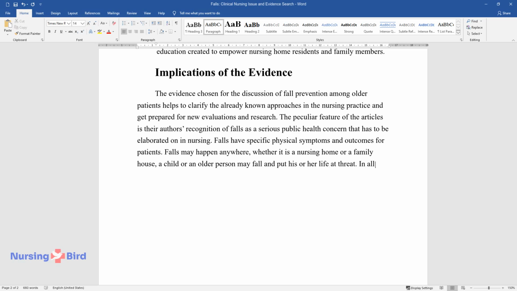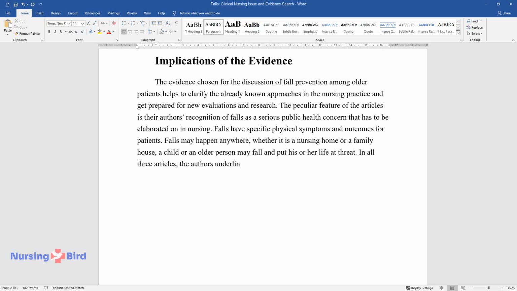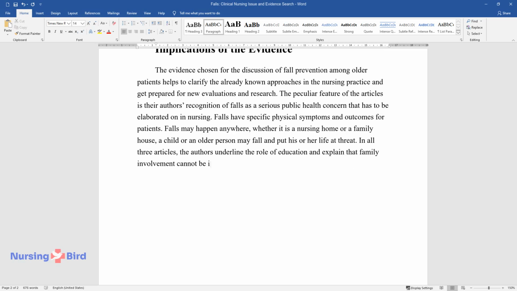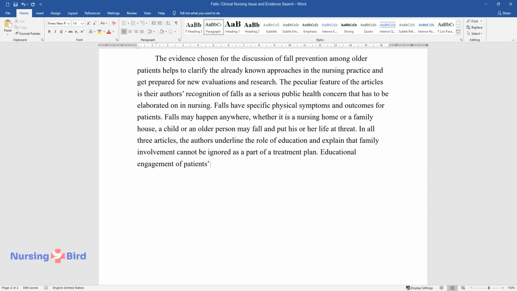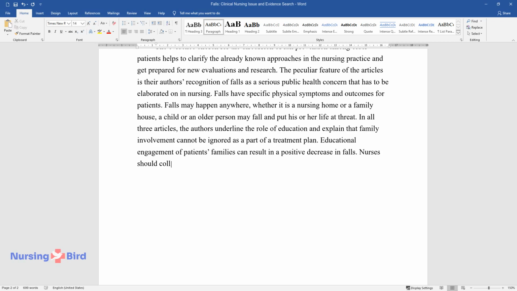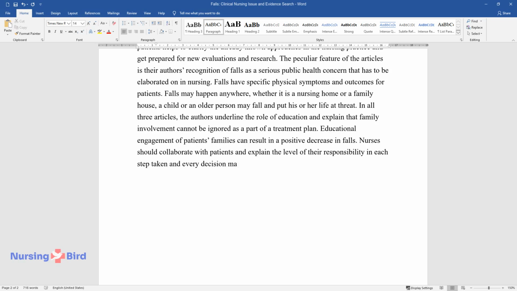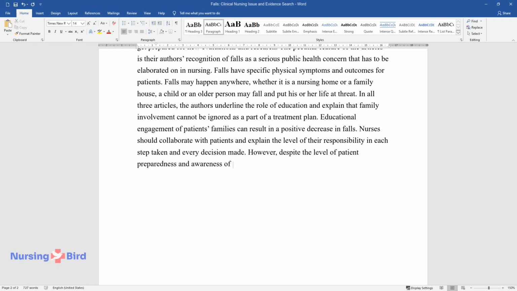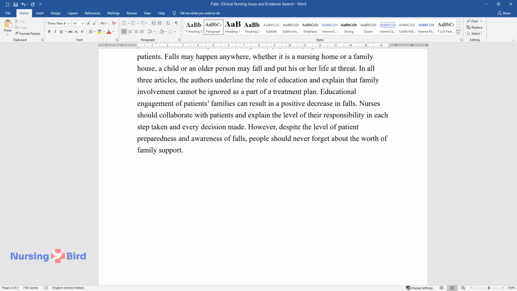In all 3 articles, the authors underline the role of education and explain that family involvement cannot be ignored as a part of a treatment plan. Educational engagement of patients' families can result in a positive decrease in falls. Nurses should collaborate with patients and explain the level of their responsibility in each step taken and every decision made. However, despite the level of patient preparedness and awareness of falls, people should never forget about the worth of family support.